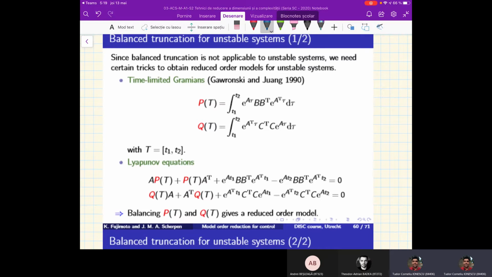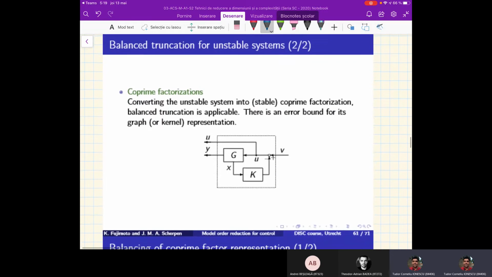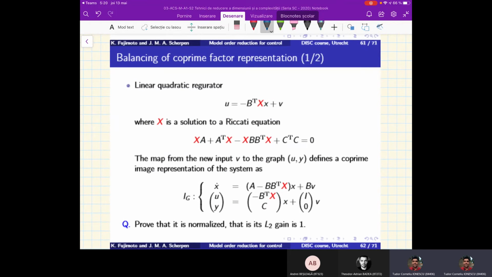These time-limited Gramians also satisfy some strange Lyapunov equations, and then you get a reduced model. You can do coprime factorizations, and these coprime factorizations are related to closed loop and to the last subject of interest at this point, model order reduction of the controllers. So you convert the unstable system into a stable coprime factorization, and then you can apply balanced truncation. You also can get an error bound for this. So you want the balancing of the coprime factor representation.